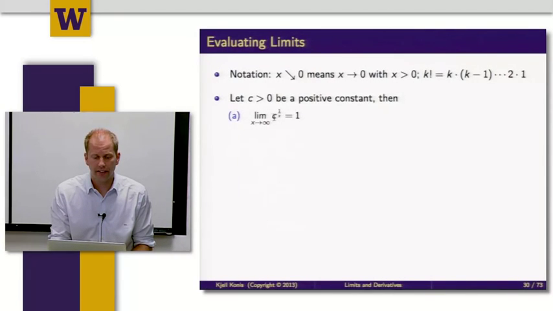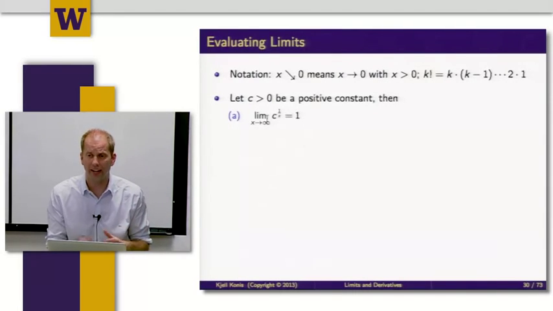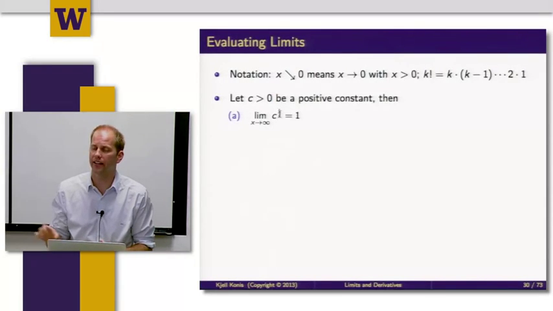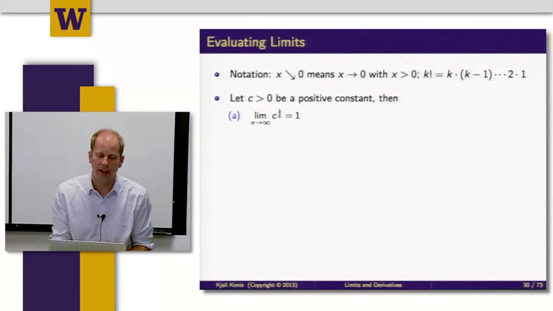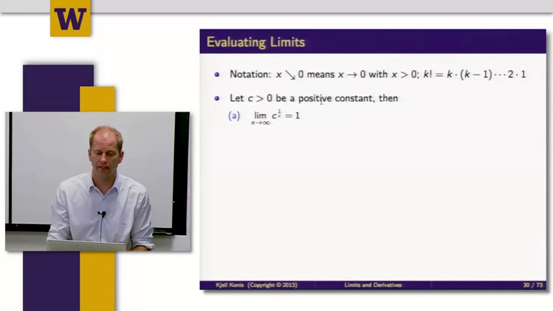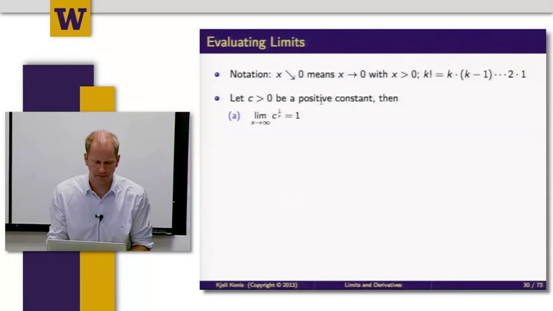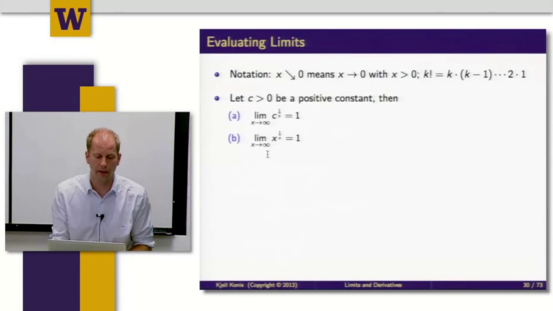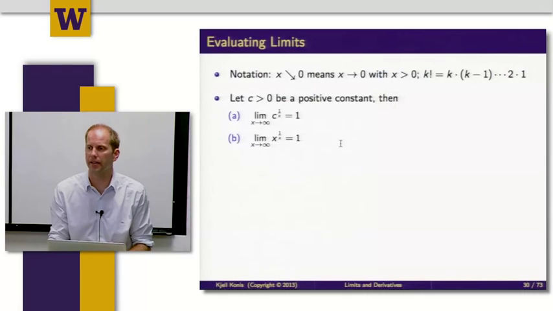Then if I look at c to the 1 over x, you can sort of think intuitively about what's going to happen here. 1 over x, as x gets large, is going to get closer and closer to 0. And anything to the 0 power should be 1. So it makes sense that this function's limit should be going to 1. Also, x to the 1 over x. So even if my base is getting bigger linearly, the limit of this as x goes to infinity is still going to be equal to 1.